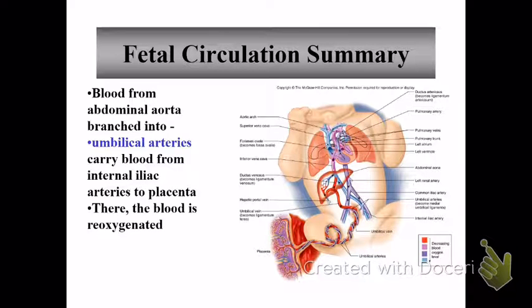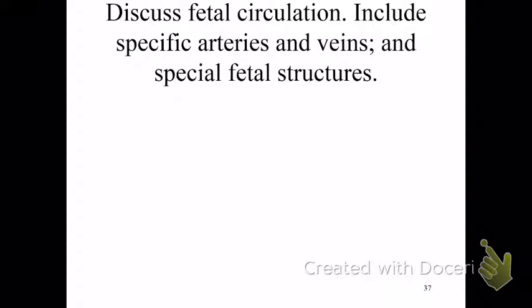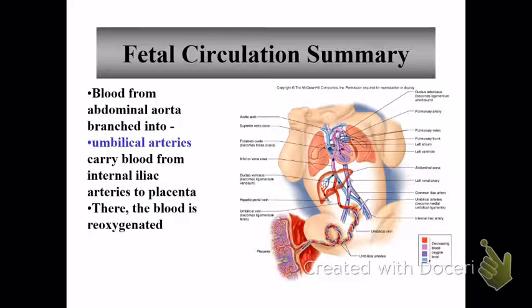Okay, blood from the abdominal aorta branches into the umbilical arteries, which carry blood from the internal iliac arteries to the placenta. There the blood is actually reoxygenated. Okay, and here is exactly what I want you to write there. Blood from the abdominal aorta goes into the umbilical arteries, so the red artery inside the umbilical cord. That's going to carry the blood from the internal iliac arteries of the mom to the placenta. There the blood is reoxygenated. So that's exactly what I want you to know.